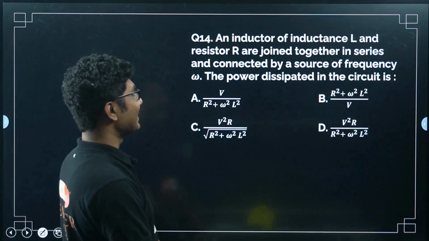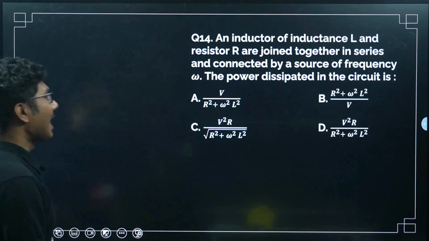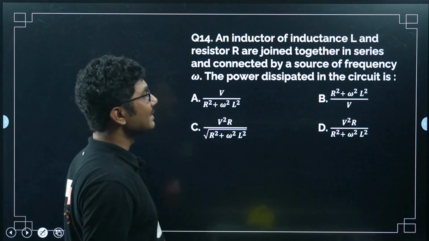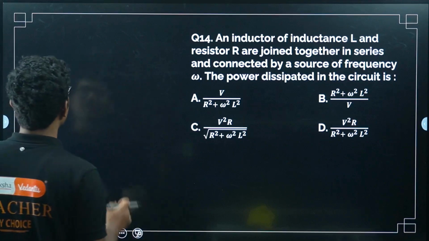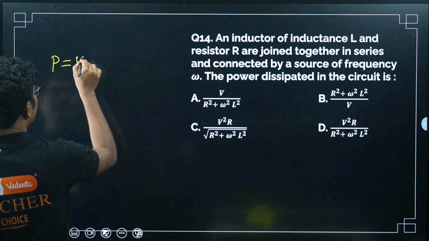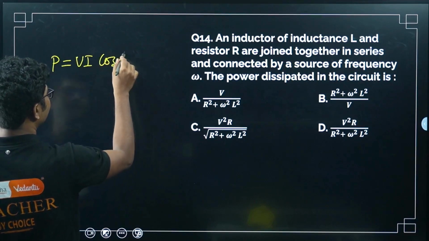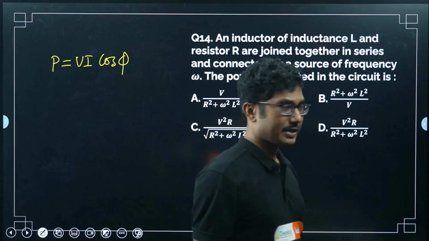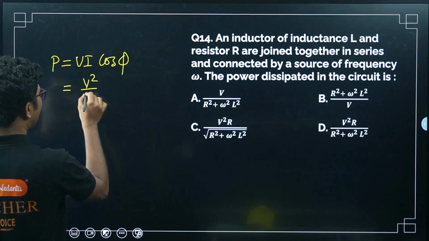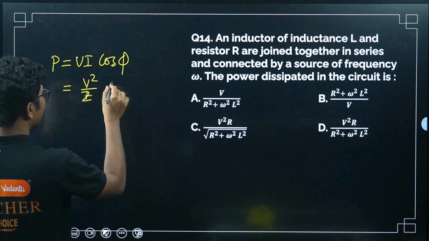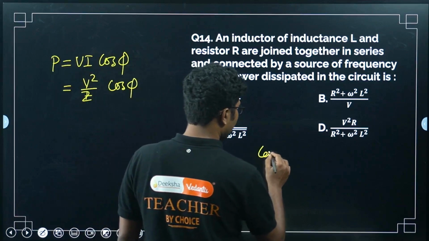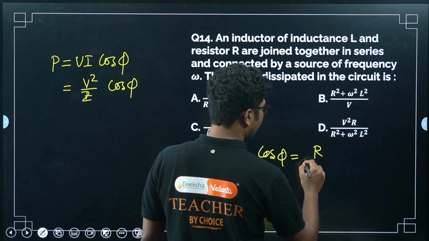An inductor of inductance L and a resistor of R are joined together in series and connected to a source of frequency omega. The power dissipated in the circuit is? So we know the power dissipated in the circuit is VI cos phi. If you remember, power dissipated means the average power dissipated. This can be written as V square by Z times cos phi. Now, what is cos phi? Cos phi is R by Z.